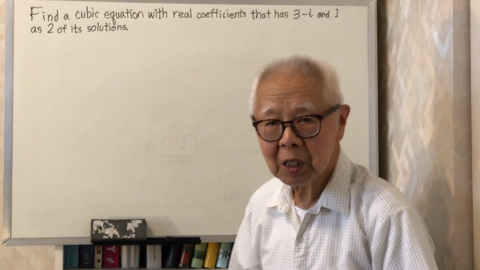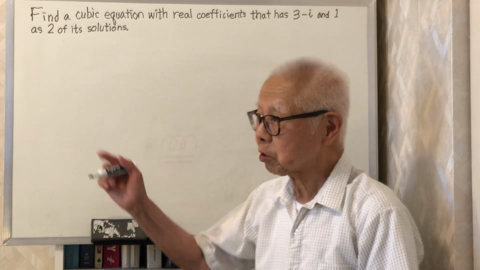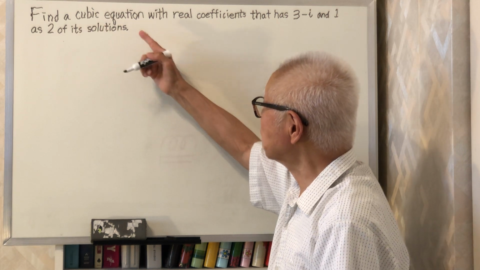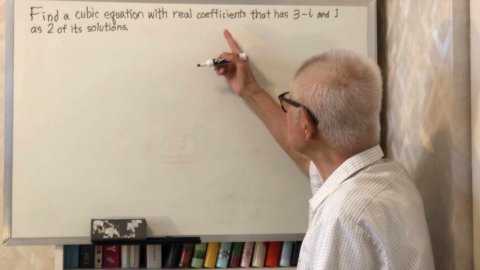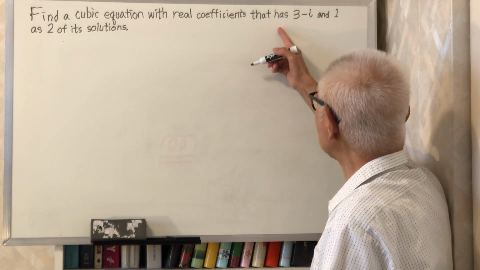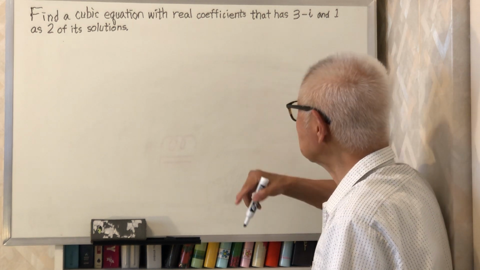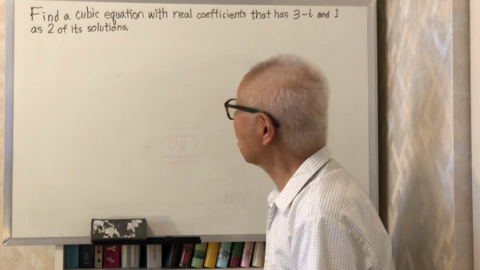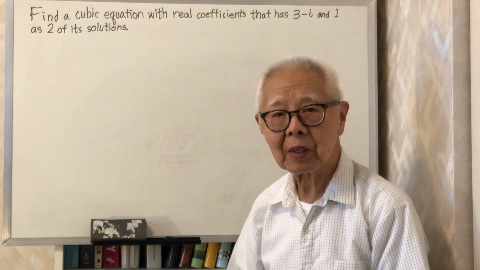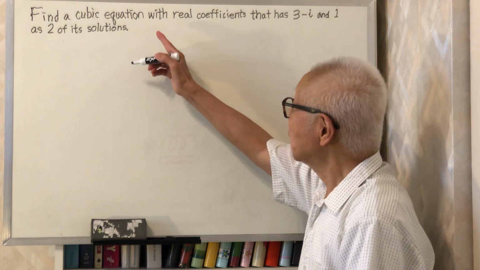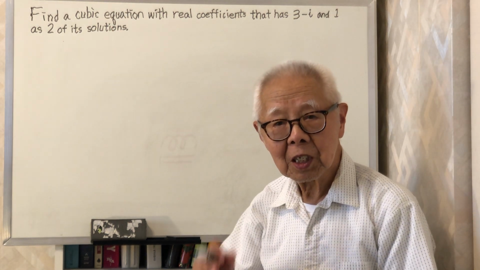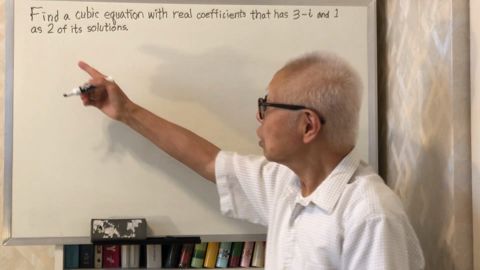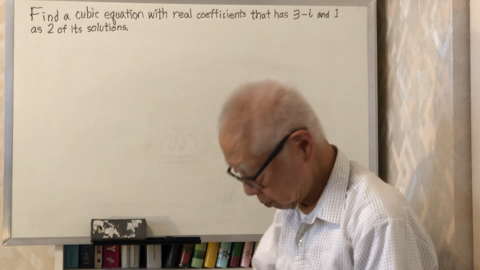Hello, everybody. Today I'm talking about this question. Find a cubic equation with real coefficients that has 3 minus i and 1 as two of its solutions. We know that a cubic equation has 3 solutions. Now, in this question, 2 of the solutions are given.